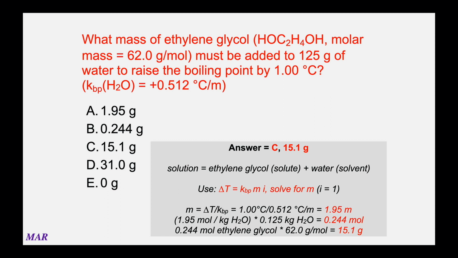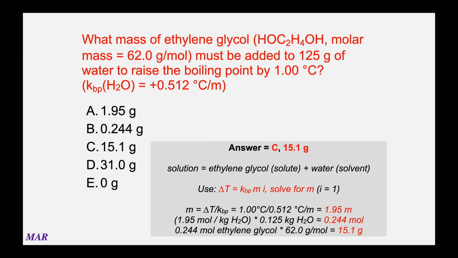i is the van 't Hoff factor. Van 't Hoff factors are useful when you have ionic compounds, so positives and negatives like sodium chloride or potassium nitrate. If you have something organic, i.e. covalent bonds, which is what ethylene glycol is, i is considered to be just 1, so you can ignore it. But anyway, the first step there was to solve for molality, ΔT divided by K, 1.95 molal.